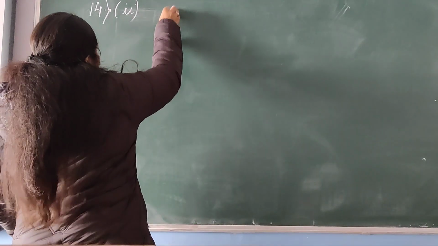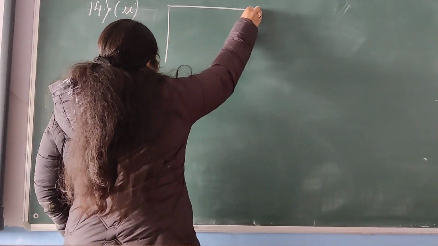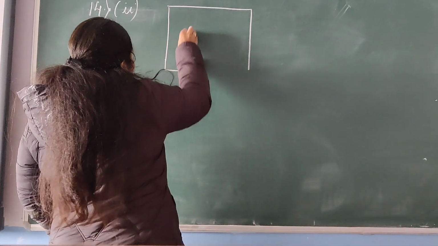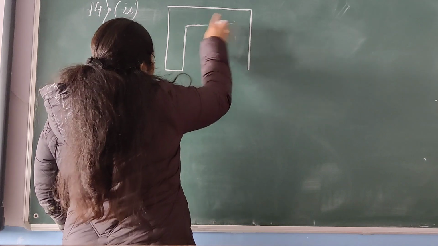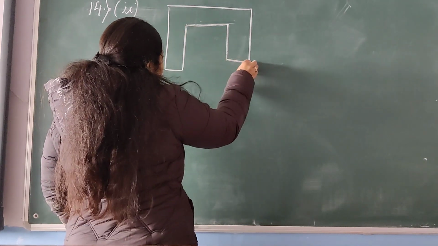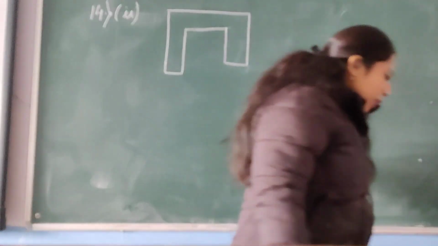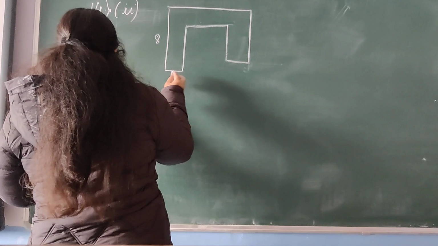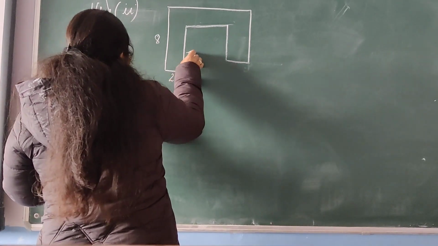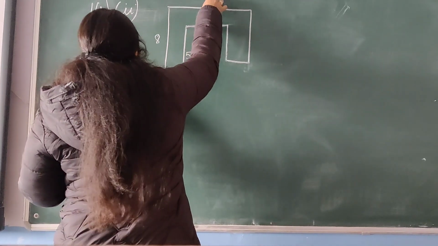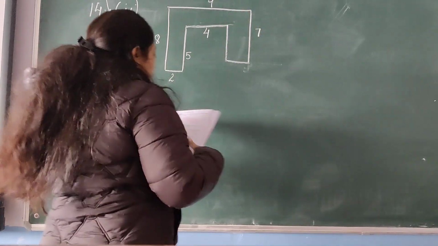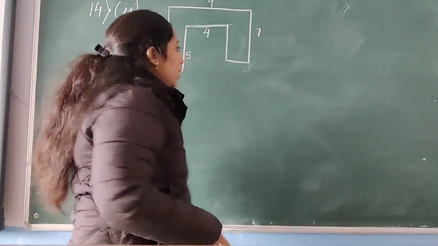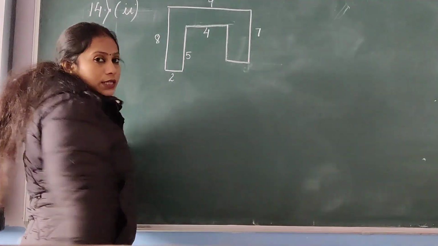Okay, the question is, the figure is something like this. Now the dimensions are given. The dimensions are 8 over here, 2 over here, 5 over here, 4, 9 and 7. It is also written that all the dimensions given are in centimeters and every corner is a right angle.